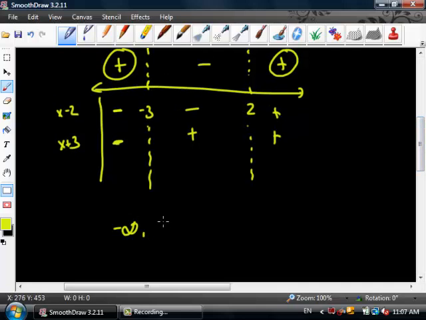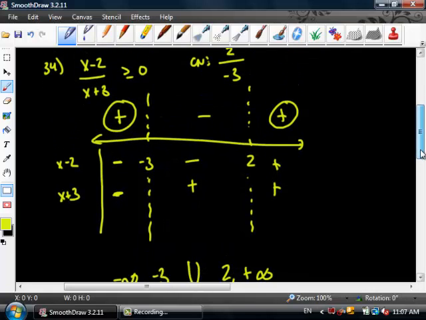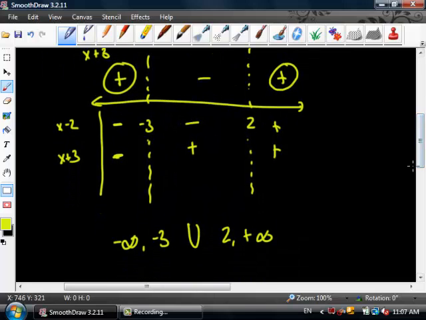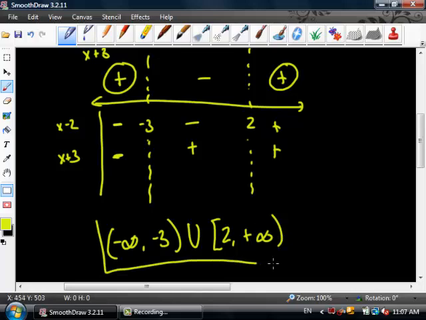Negative infinity, comma, negative 3, union, 2, comma. So, are you paying attention? Positive infinity. Thank you, Teacher Joseph. And now, Teacher Joseph, can you tell us what types of brackets are we going to have? Soft, soft, because we cannot include negative 3, and then hard bracket, soft bracket. All right, thank you very much.